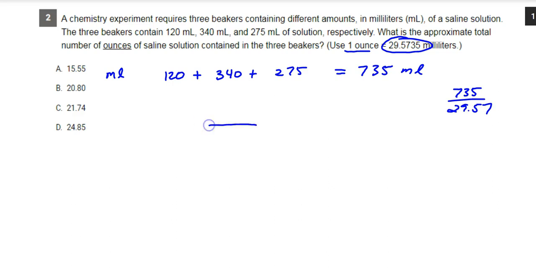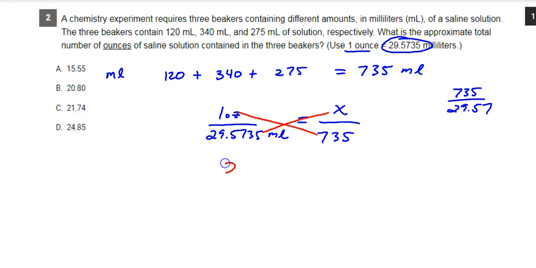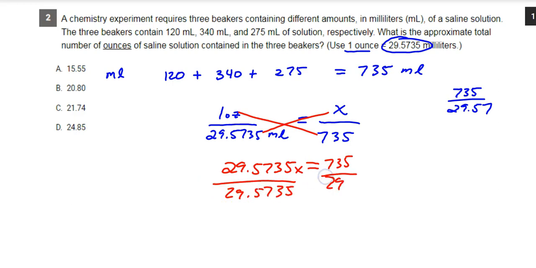So you could say, hey, 1 ounce is 29.5735 mLs. So that means how many ounces would be 735 mLs. And then you could also set up an equation. You could cross multiply, and you get 29.5735 times x equals 735. And then just divide both sides by the 29.5735 number. And either way, you should get the same answer, which was 24.85, which would be D.